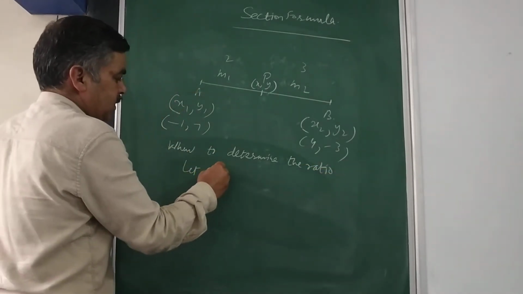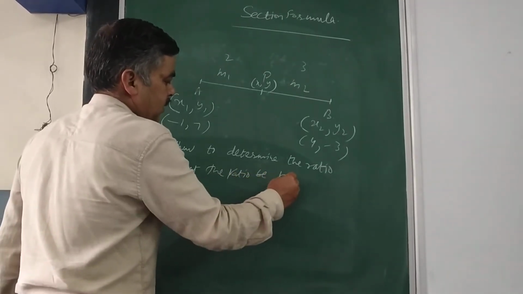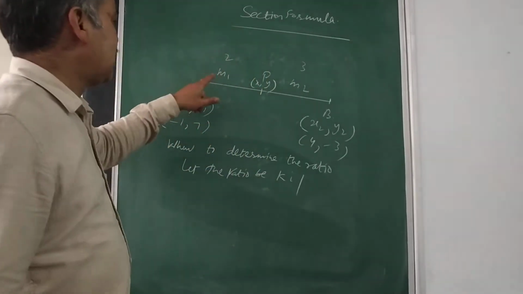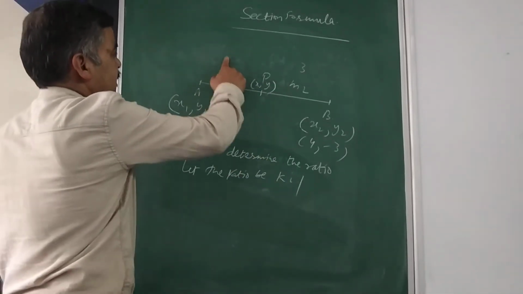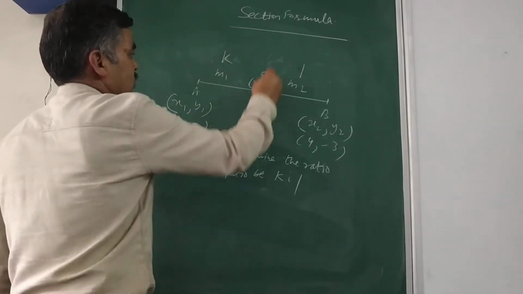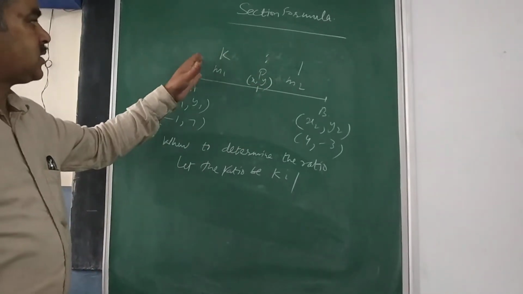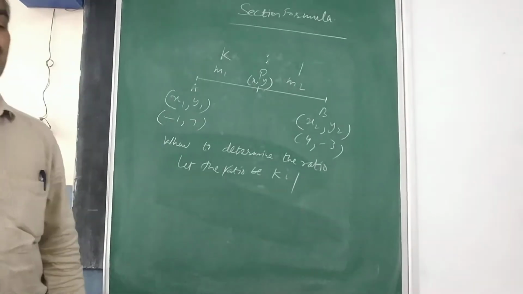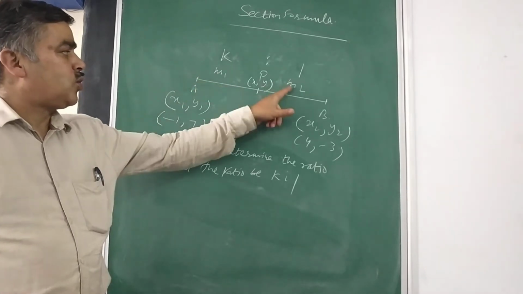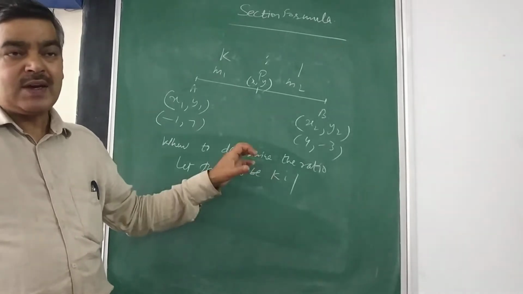Let the ratio be k ratio 1. In that case, I will not be taking m1 and m2, or if you are writing in terms of m1 and m2, you can write m1 is equal to k and m2 is equal to 1, or joining AB, this point P is divided in the ratio k ratio 1. So here what I did, I have reduced the two unknown variables from 2 to 1. Now why is it so?